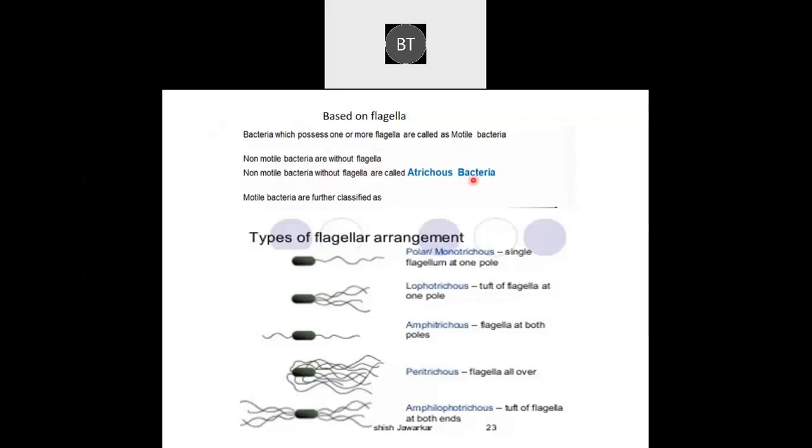Based on the different types of flagella, herein you can see monotrichous bacteria, meaning a single flagellum at one pole. Lophotrichous means a tuft of flagella at one pole. Amphitrichous means flagella at both the poles. Peritrichous means flagella all over the body of the bacteria.